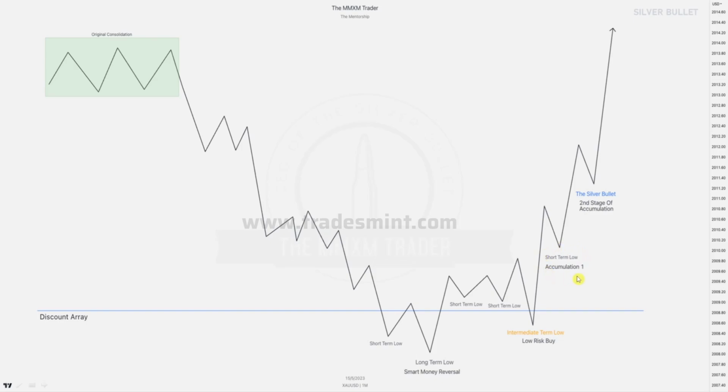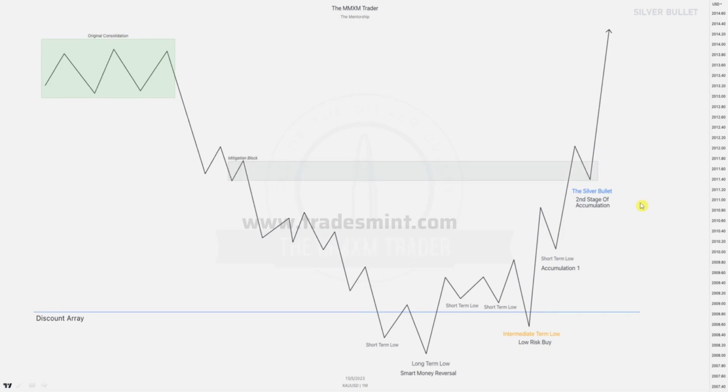Accumulation phase number 1 happens over here, then we expand higher again, and then the silver bullet is forming, which is the second stage of accumulation. Again, thinking back about order pairing, thinking back about mitigation blocks and those kinds of techniques, right? We can use that mitigation block once again. So this could be a bearish order block, right? We violate that bearish order block, and once price trades back into it, we can use it as a mitigation block to offload those short positions and go into long positions from smart money, completing that market maker buy model above that original consolidation.